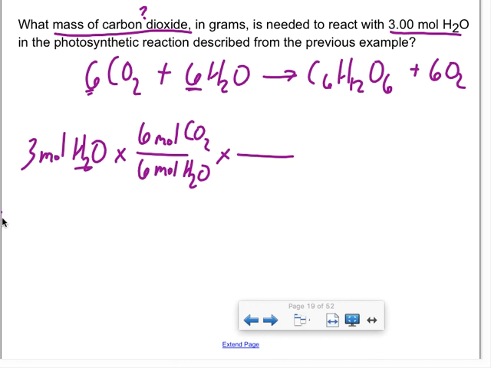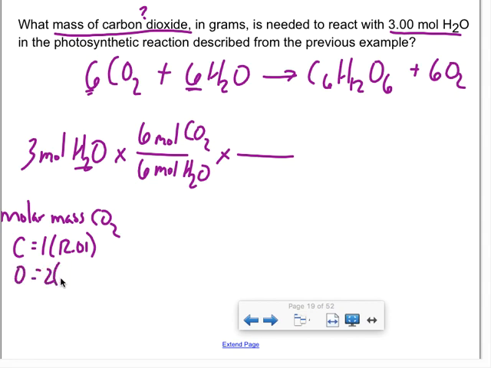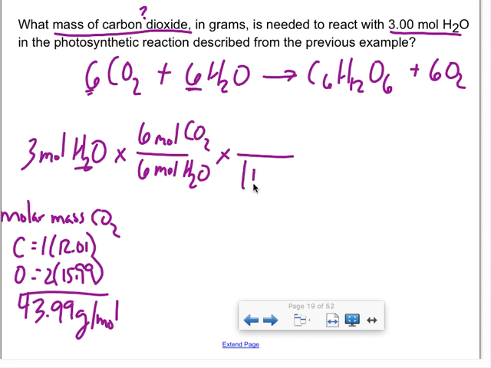So molar mass of CO2, I have carbon 1 at 12.01 and oxygen 2 at 15.99. I add them up, punch it in my calculator, I get about 43.99 grams per mole. So when I set this up, I'm in moles of CO2. That means 1 mole of CO2 goes here, and the molar mass of CO2 goes on top. 43.99 grams.